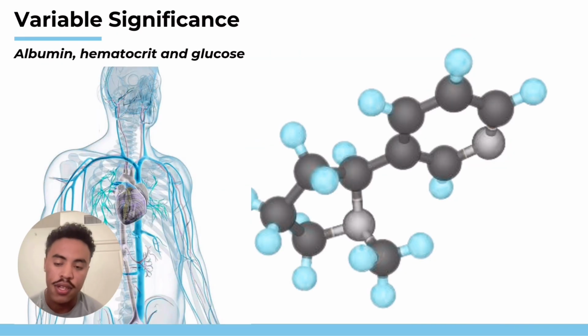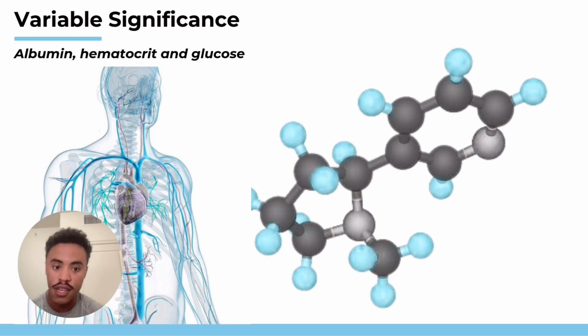So our job for this project was to first do some research and focus on three significant variables. So we first focused on these three, which were albumin, HCT, and glucose. In our research, we found that albumin is a protein produced by our liver and is basically an indicator of nutrition, liver function, and just our overall health.